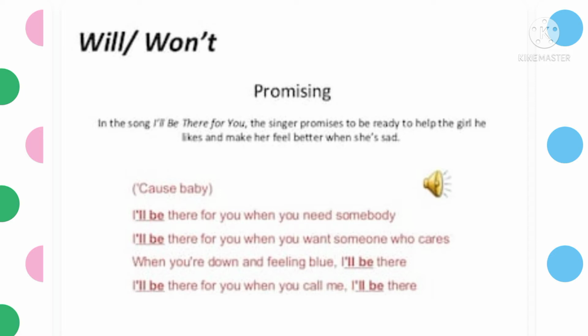I'll be there for you when you want someone who cares. When you are down and feeling blue, I'll be there. I'll be there for you when you call me, I'll be there.